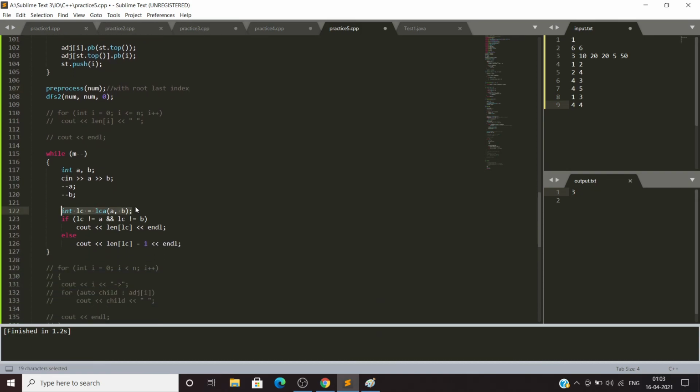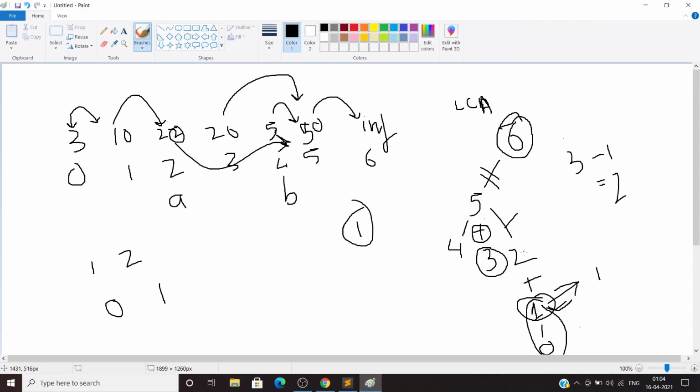So this is the only thing that has to be done. I will find the LCA, and here it is checking that the LCA is not equal to A and B, and only if that happens, then we are going to print the length of the lowest common ancestor from the root. Otherwise we have to deduct 1, as seen in the example, because we are not taking this into account.